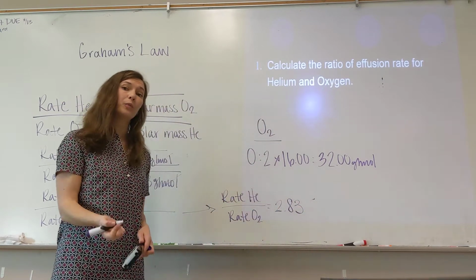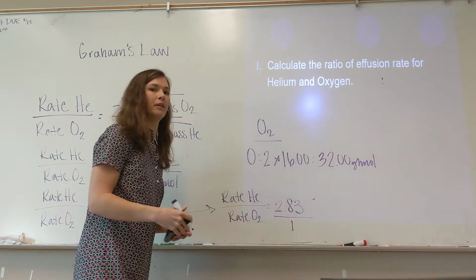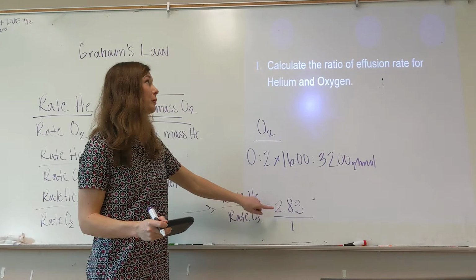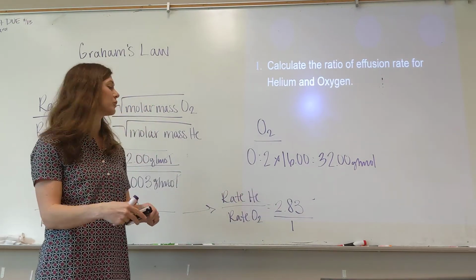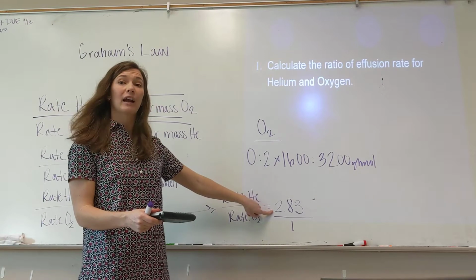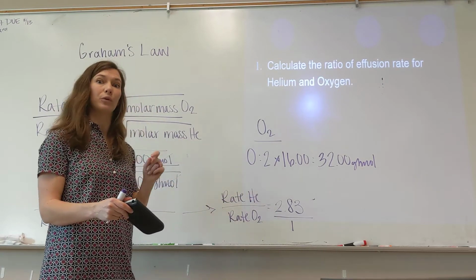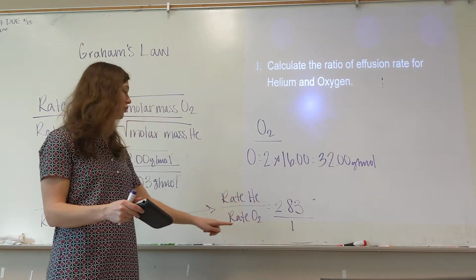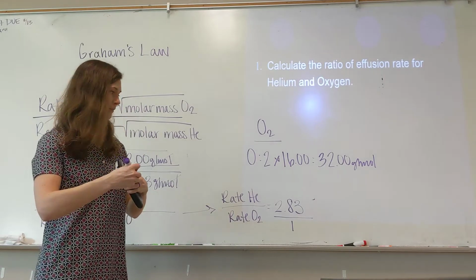Now, since it is a ratio of rates, I'm going to put that over 1. Why am I putting it over 1? What this actually means is, remember that effusion is a gas going through a tiny hole. So what that means is, I'm going to have 2.83 helium atoms going through a tiny hole for every 1 oxygen molecule that's able to go through that tiny hole.